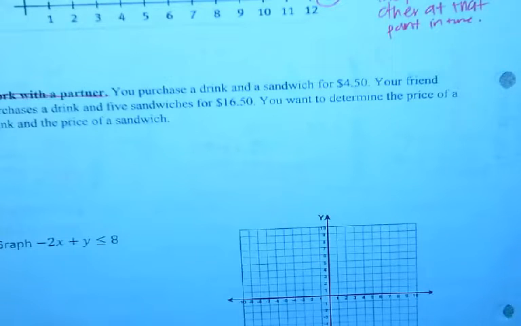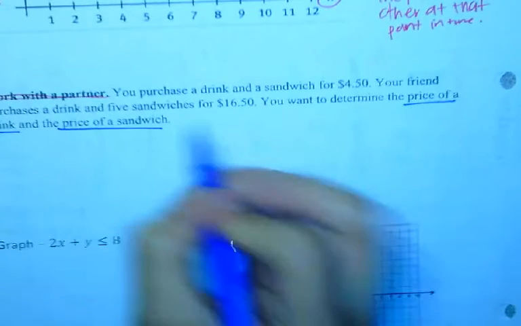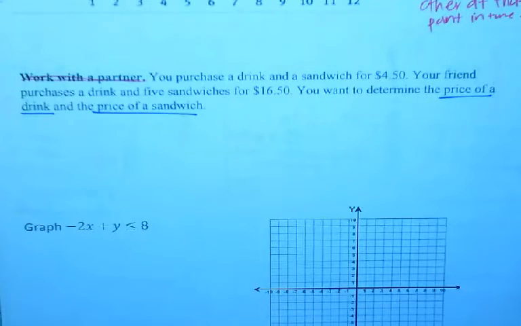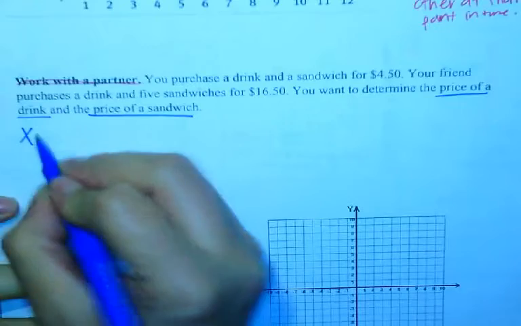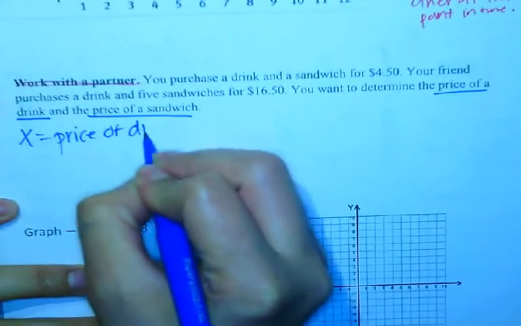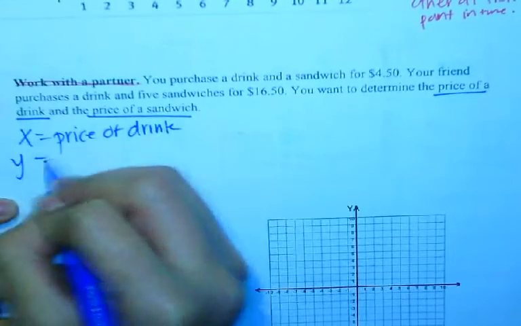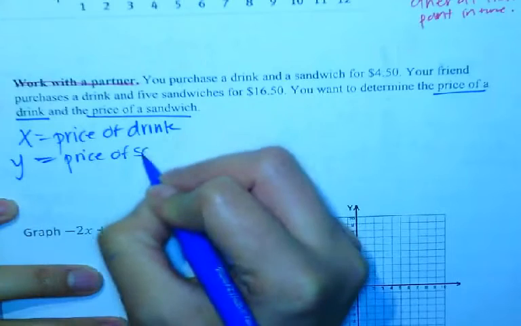Okay, here they're talking about a drink and a sandwich for $4.50. Your friend purchased a drink and 5 sandwiches for $16.50. And here's a part you want to determine the price of a drink and the price of a sandwich. Okay, that's what you're looking for. This is an equation, not an inequality, and we did a lot of these during class. So I'm going to name the first thing X, the price of drink, and Y, the second thing that was mentioned, would be the price of sandwich.